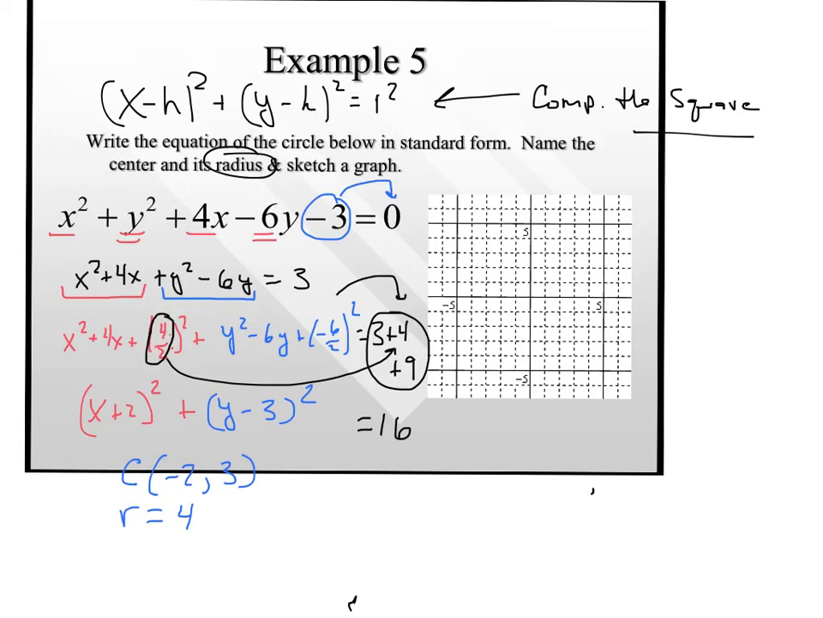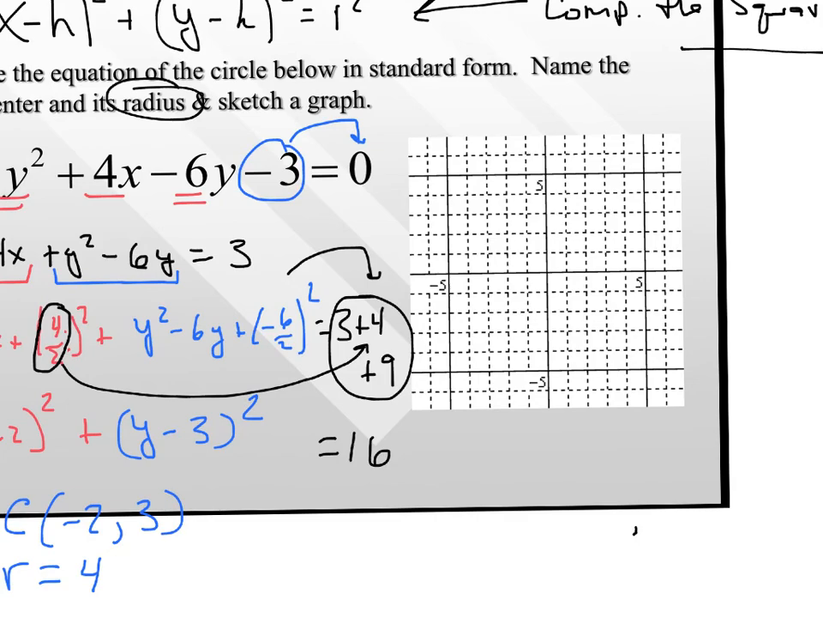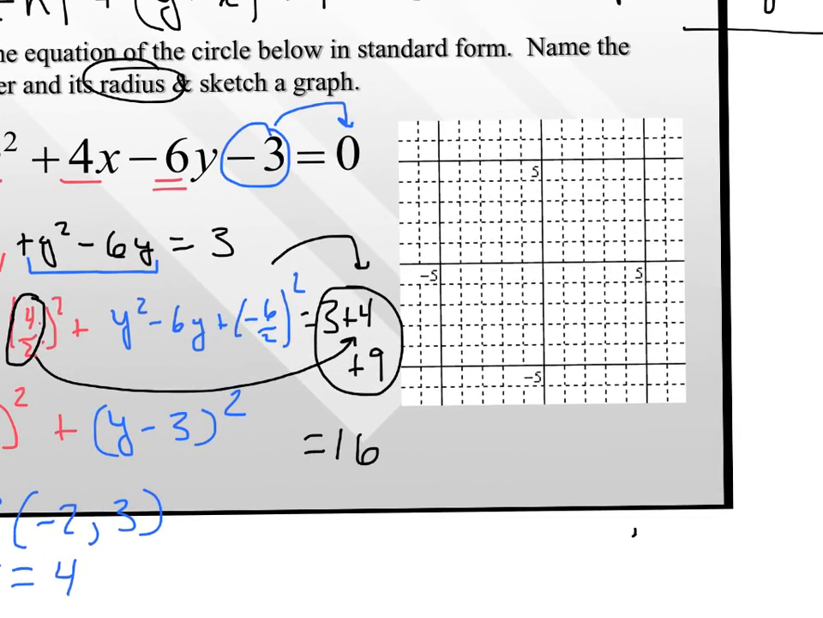So I'm going to go ahead and go to my graph here. I'm going to plot the center, which was at negative 2, 1, 2, 3. I'm going to move 4 units out to the right, 1, 2, 3, 4. 4 units to the left, 1, 2, 3, 4. 4 units down, 1, 2, 3, 4. Disregard this point right there, and 4 up, 1, 2, 3, 4.